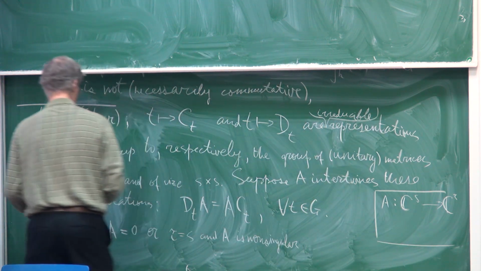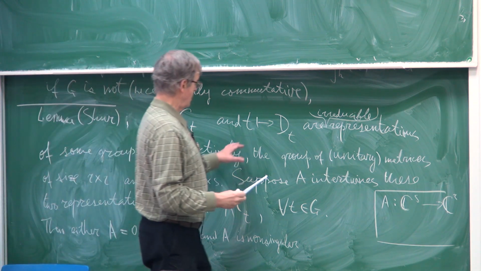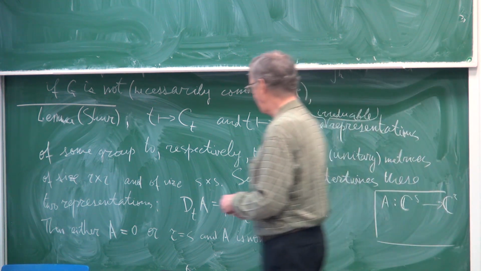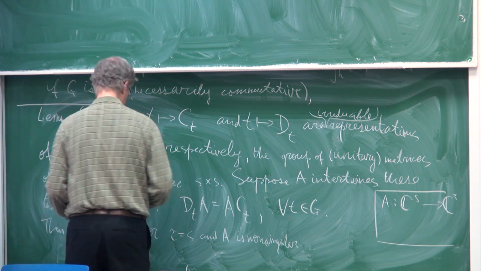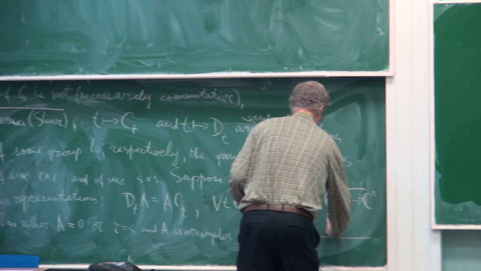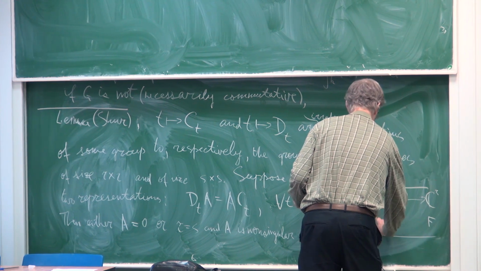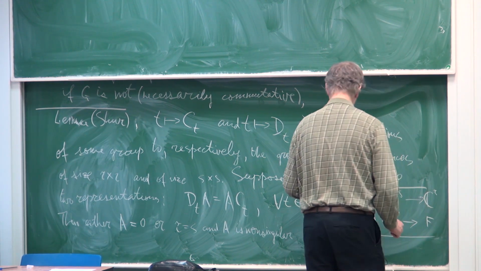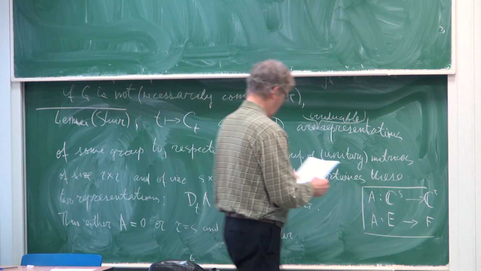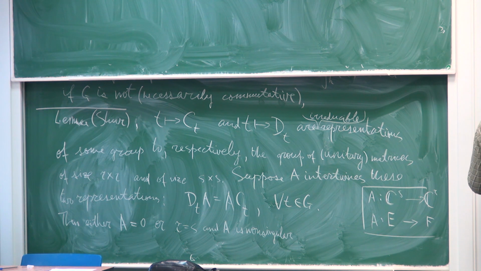Suppose they are irreducible representations of some group by matrices of size R and matrices of size S. Then every operator that intertwines them must be either 0 or non-singular and square, and then R is equal to S. Probably, not to have many similar letters, it is useful to denote this Euclidean space by E and this by F. So A acts from E to F, and intertwines two irreducible representations. Okay. So proof.